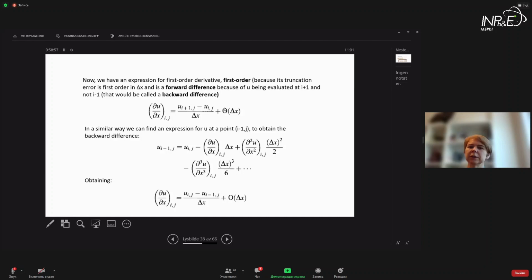But of course, there is nothing that says we cannot do it the other way. We can also go backward and go to I minus 1. This is what we do. And we obtain in the same way a backward difference and a corresponding expression for the first order derivative. And again, these following terms, we put them all into this truncation error term, and we use this big O notation. O stands for order, and the order is delta x to the first because it's the first term.